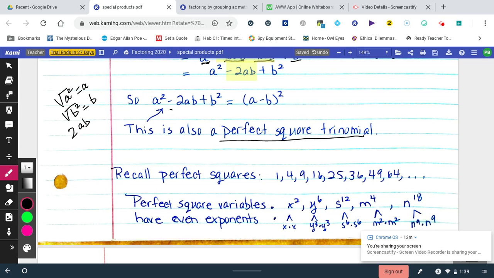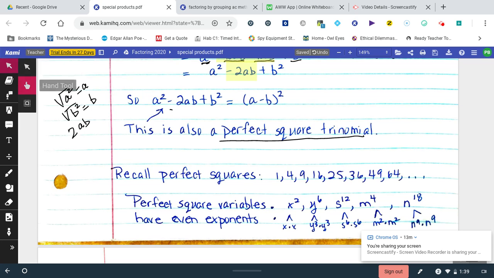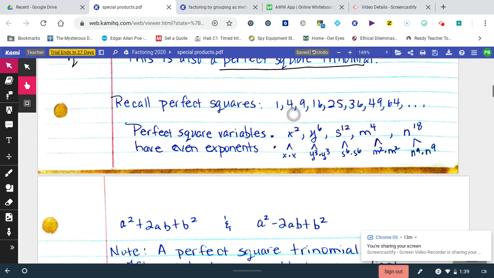All right, let me go over, recall some more perfect squares just to make sure we all have it. 1, 4, 9, 16, 25, 36, 49, 64, 81, and so on. All those are perfect squares because to get 1, you have to do 1 times 1. 4, 2 times 2. 9, 3 times 3. 16, 4 times 4. 25, 5 times 5. You all get the gist of it. To get a perfect square, you have to multiply something by itself.